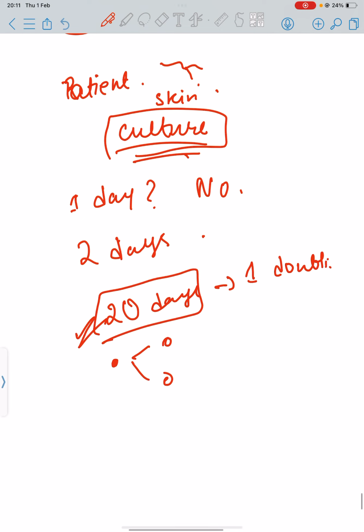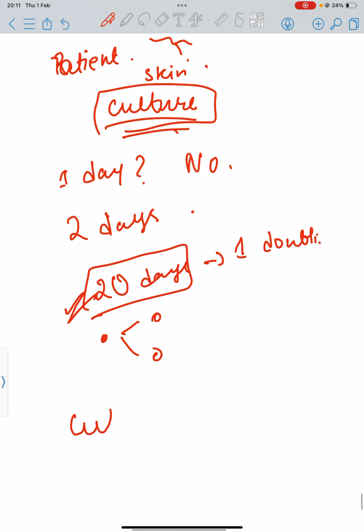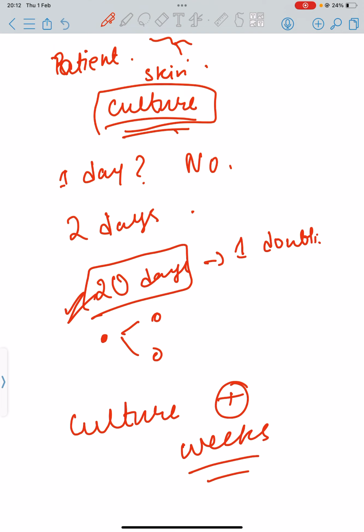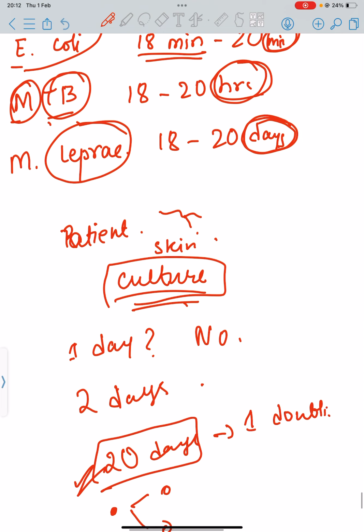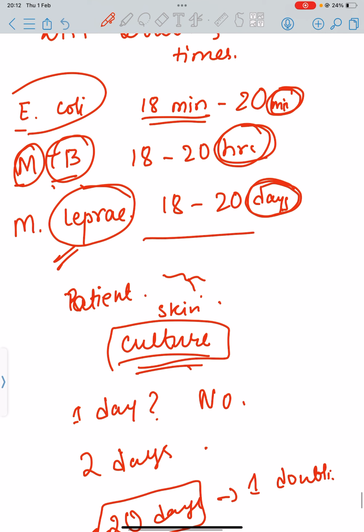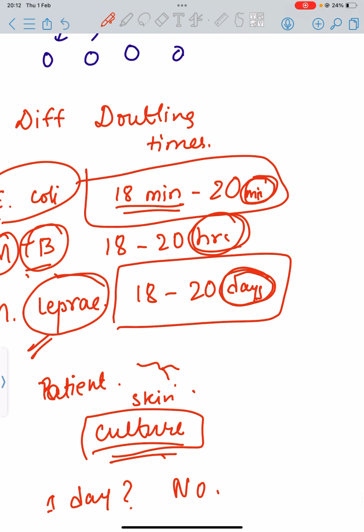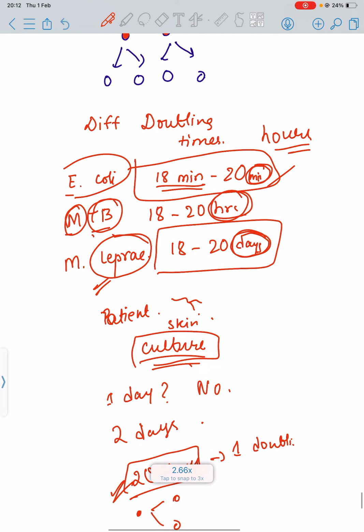So it's long. To find out whether the culture is positive, it takes weeks, in case of leprae. Why? Because the doubling time is 18 to 20 days. But on the other hand, in case of E. coli, you get a result within hours because it multiplies within minutes. Clear? So this is all about doubling time.